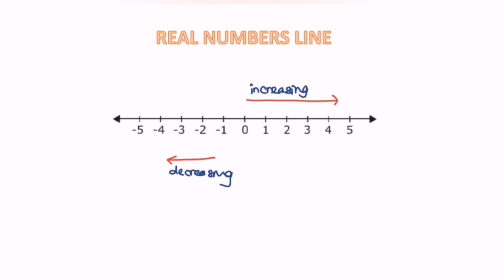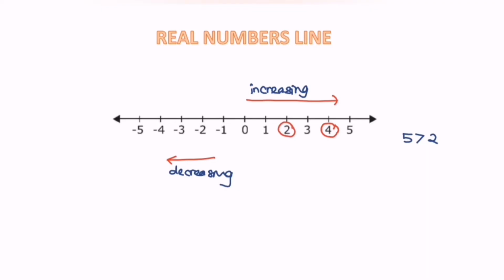Consider any random number, let's say 2. Now choose any number to its right, let's say 5. We can say 5 is greater than 2. Now choose another number, let's say 4. Even 4 is greater than 2.